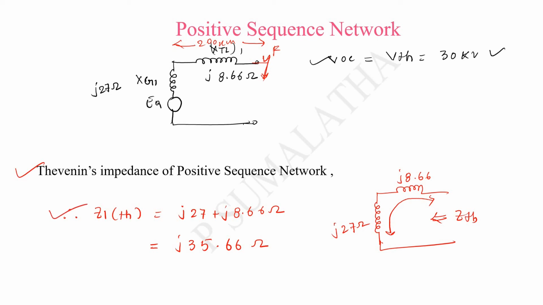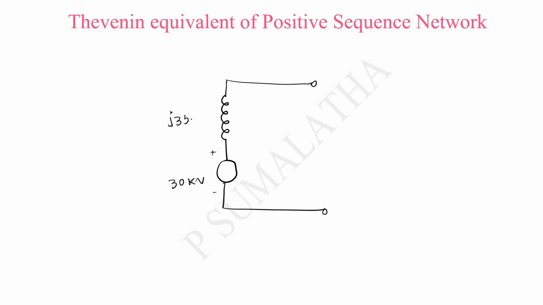So now we got the Thevenin's voltage and the Thevenin's impedance. Let us draw the Thevenin's equivalent circuit. The Thevenin's equivalent of the positive sequence network will have the Thevenin's voltage and the Thevenin's impedance of the positive sequence component. So it is 30 kilovolt and here this value is J35.66 ohm. The negative sequence network will not have any voltage. So it will have only the negative sequence reactance of the generator and the negative sequence reactance of the transmission line. That's it. So this is the negative sequence network.